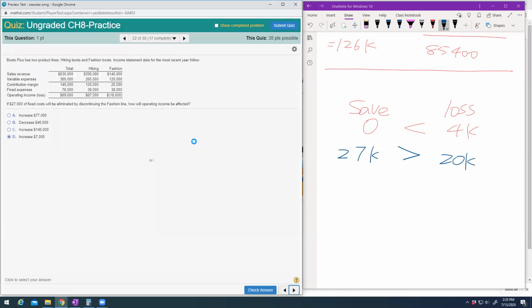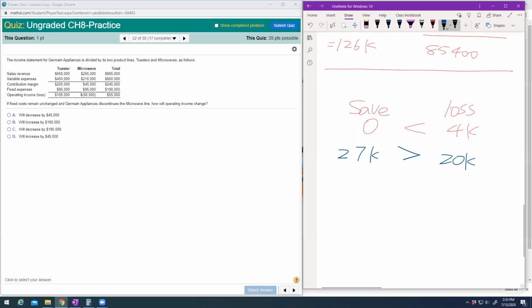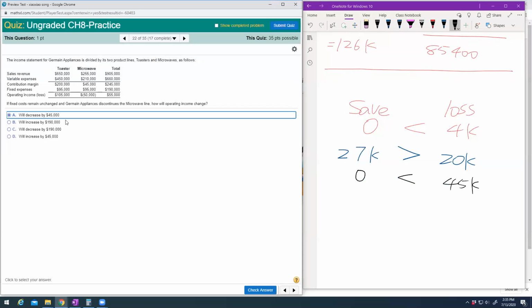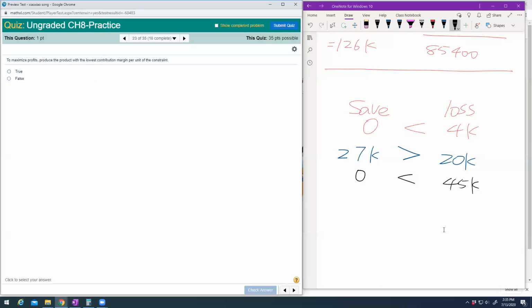Next one. I put those questions there just so you can compare them with each other, so you will get a better understanding. How about now? I think it's almost similar, right? It asks you about discontinuing the microwave line with fixed cost unchanged. So you will not save any fixed cost. It's the same as the first one, but you will lose 45,000. In that situation, your operating income will decrease by 45,000. Okay, so we are done basically.